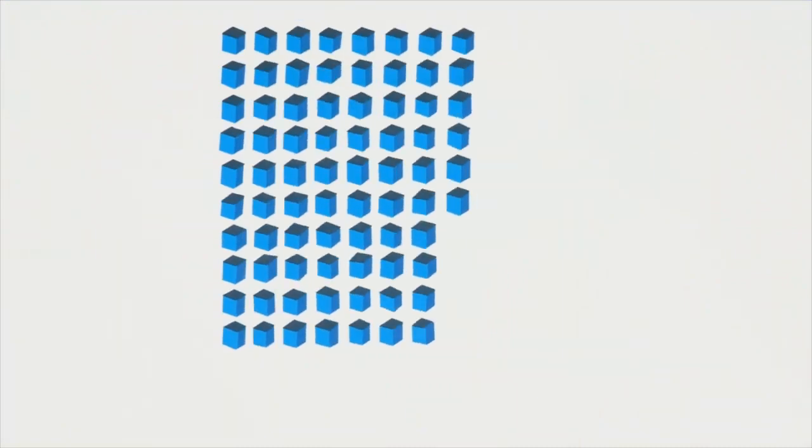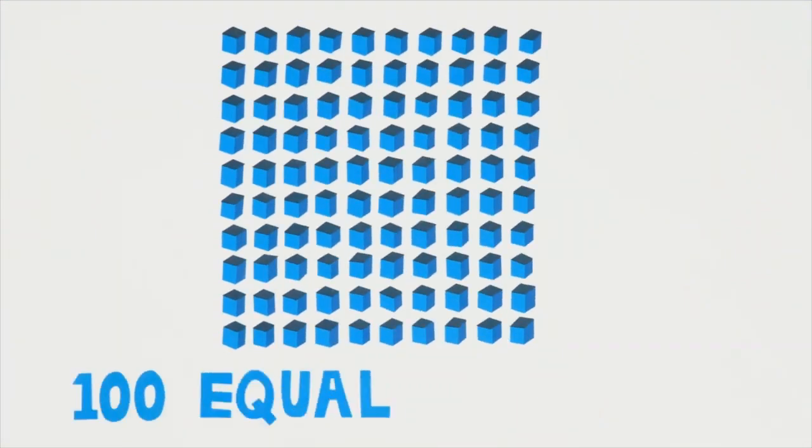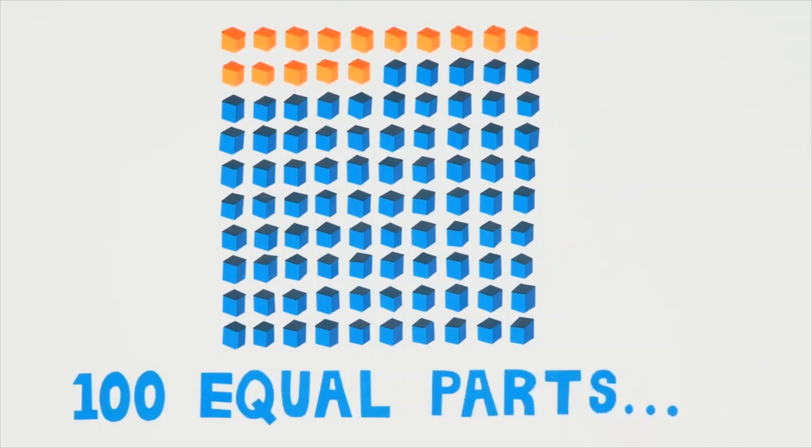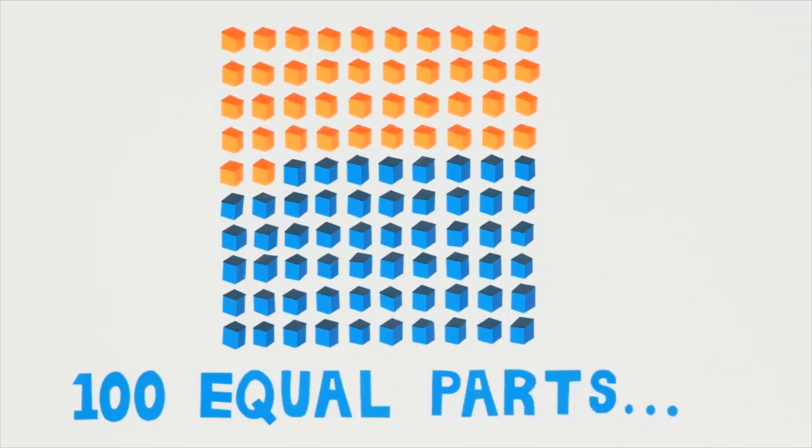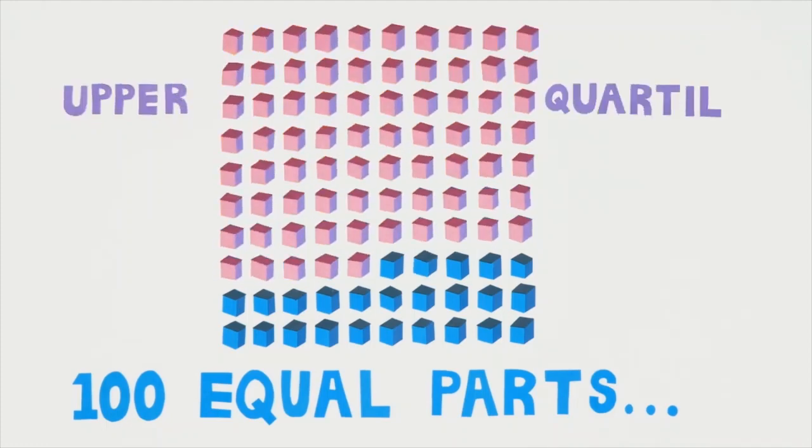A percentile is simply a way of dividing a data set into 100 equal parts. Some percentiles have special names. For example, we call the 50th percentile the median, and the 75th percentile the upper quartile.